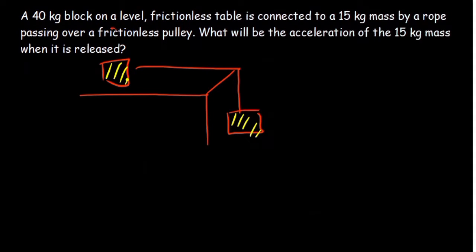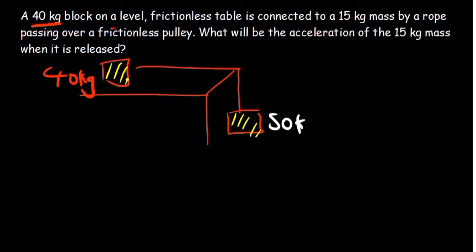Okay, let's look at another practice problem. A 40 kilogram block on a level frictionless table is connected to a 15 kilogram mass by a rope passing over a frictionless pulley. What will be the acceleration of the 15 kilogram mass when it is released? The 40 kilogram one is on the level table, and the other one is 50 kilogram.